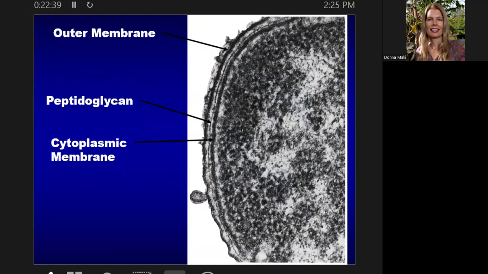Here's a nice visual of a real gram-negative where you can see the outer membrane, and then the very thin peptidoglycan in the periplasm, and then the cytoplasmic or cell membrane below that. Okay, so gram-positive, gram-negative, be comfortable with compare and contrast. What are their similarities and what are their obvious differences? The makeup of the lipopolysaccharide is important as well.